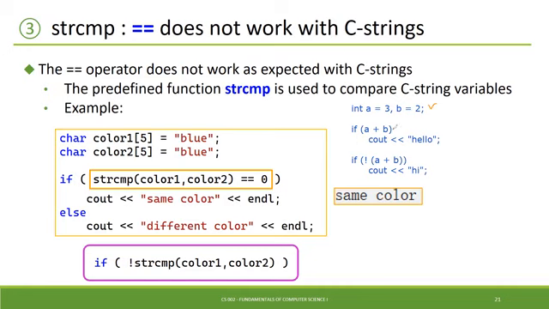Guys, look at this one. If A plus B, then A plus B is 5. So this means if 5, right? I told you that other than 0, all numbers are true. Only 0 means false. So this is true because it is not 0, so hello will be printed out.